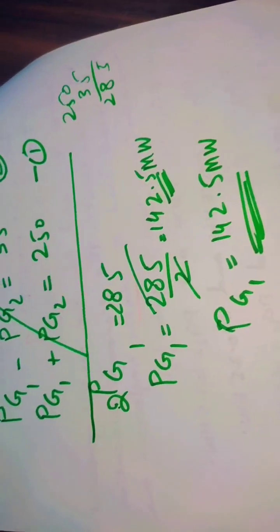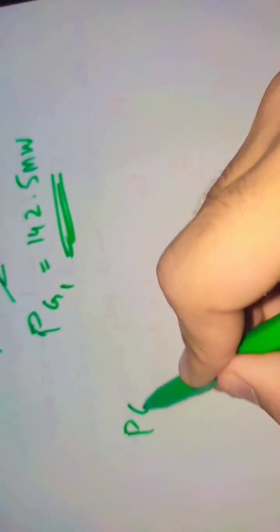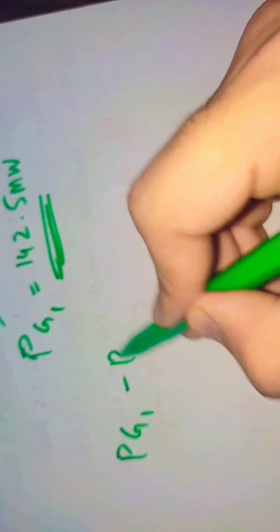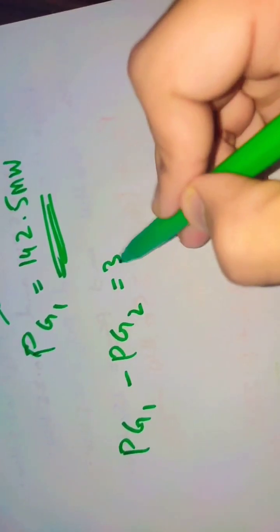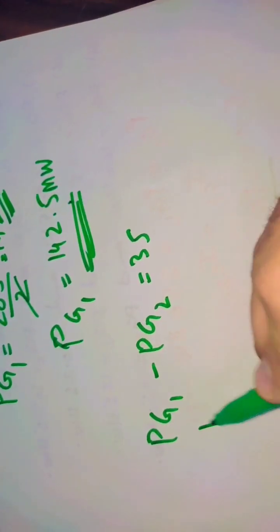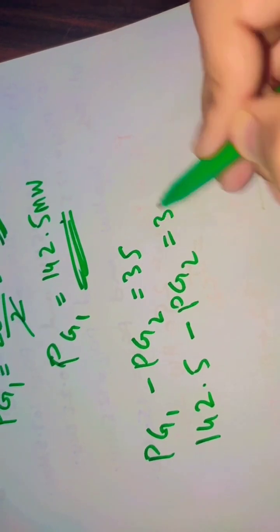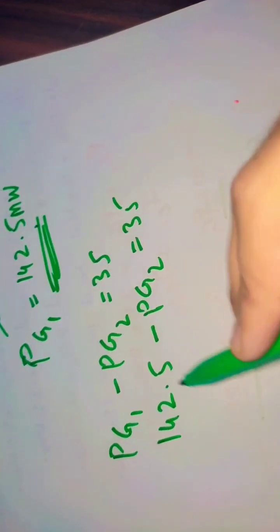Pg1 minus Pg2 equals 35. Use this value on this side. You will get 142.5 minus Pg2 equals 35. Take this to the other side.